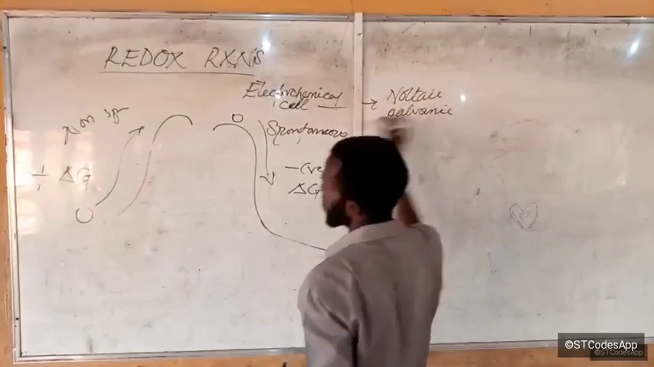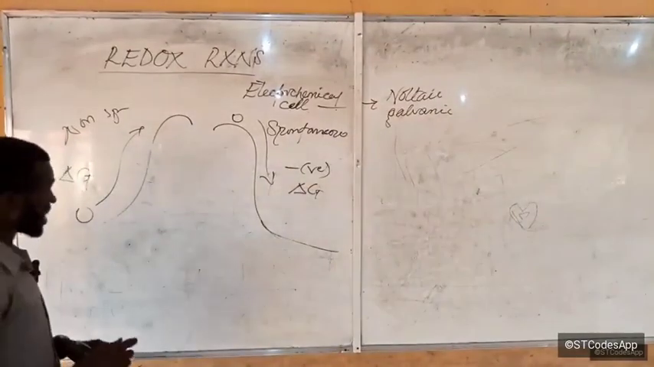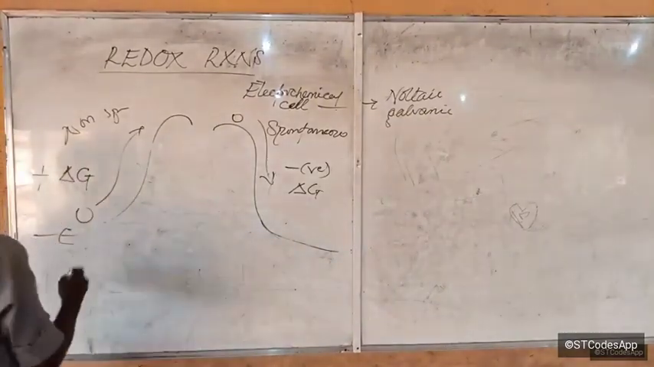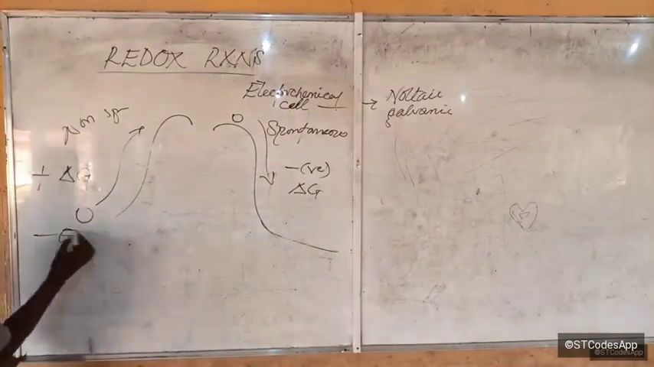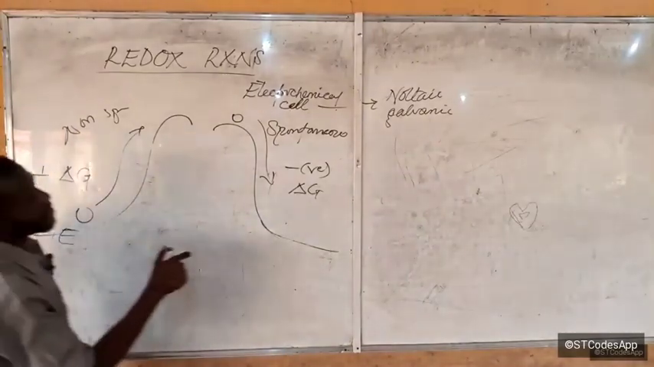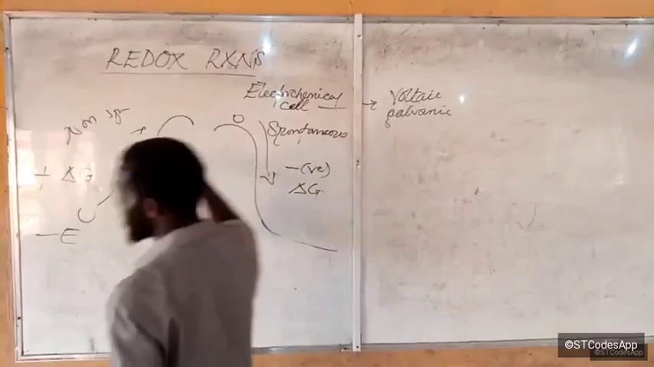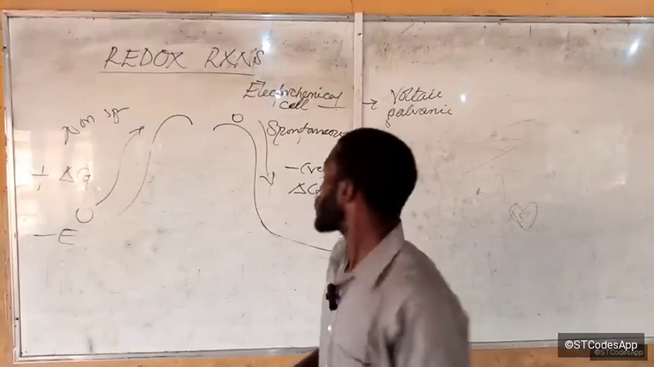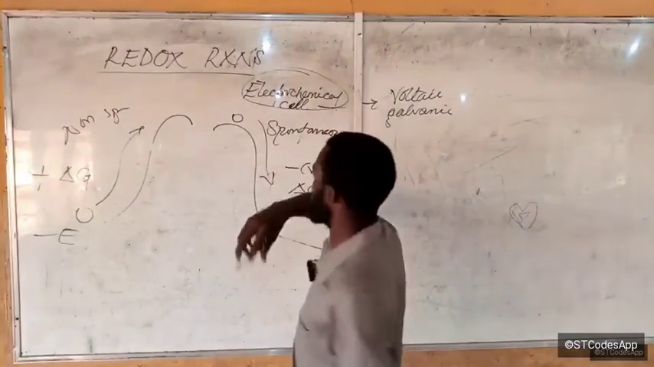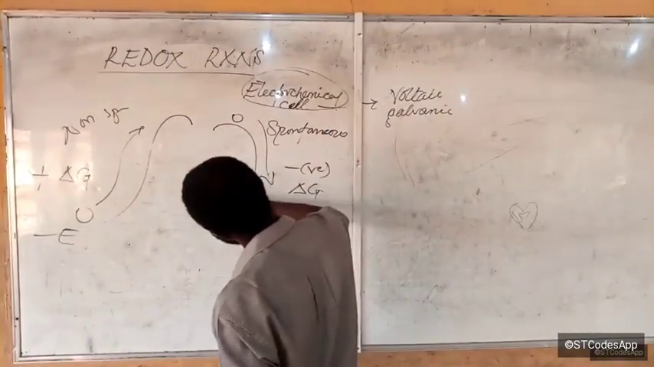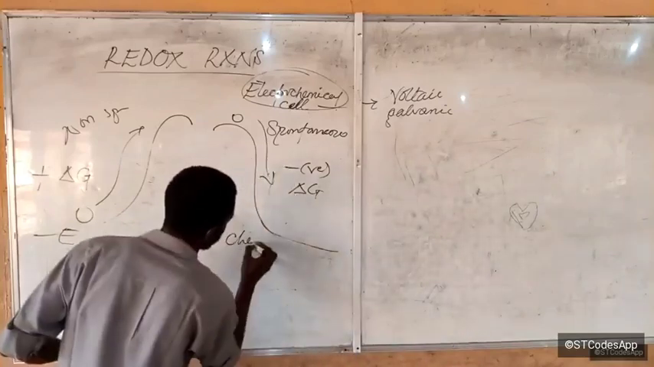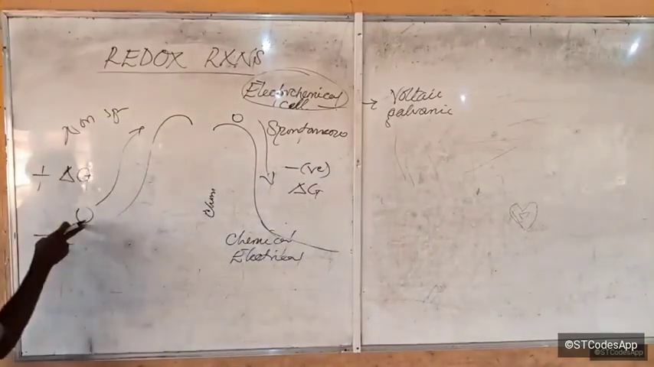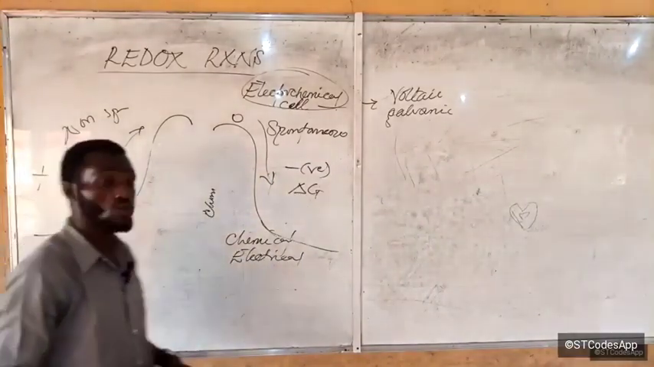The other has a negative electric potential, and the example is an electrolytic cell. An electrolytic cell is a system in which electrolysis happens. So an electrochemical cell is a system that converts chemical energy to electrical energy, while this one does the opposite. It converts electrical energy to chemical energy.